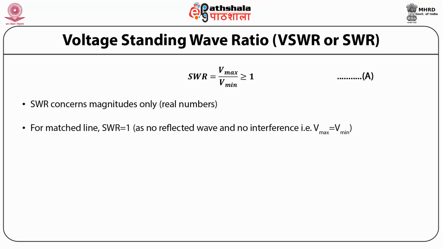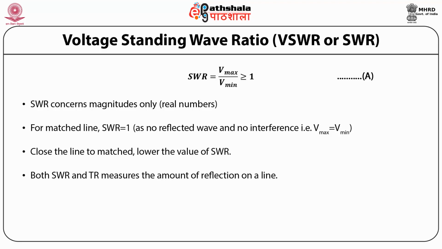For a matched line, SWR is equal to 1 as there is no reflected wave and no interference, that is, Vmax equal to Vmin. So the closer the line is to matched, the lower the value of SWR. Both SWR and gamma R measure the amount of reflection on a line. Let us now discuss the relation between SWR, the standing wave ratio, and the reflection coefficient gamma R.